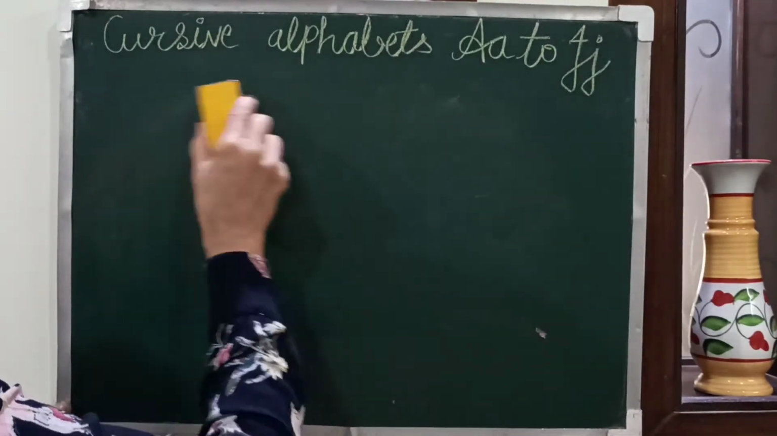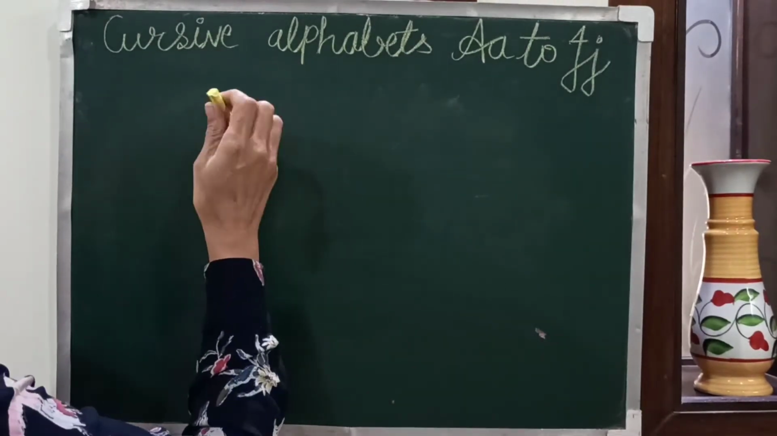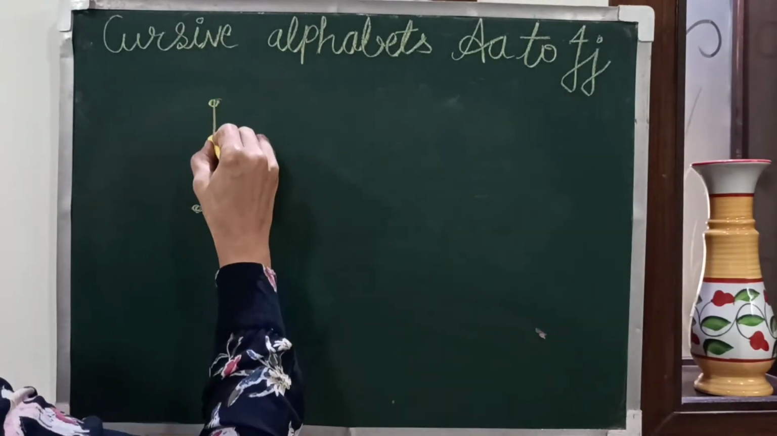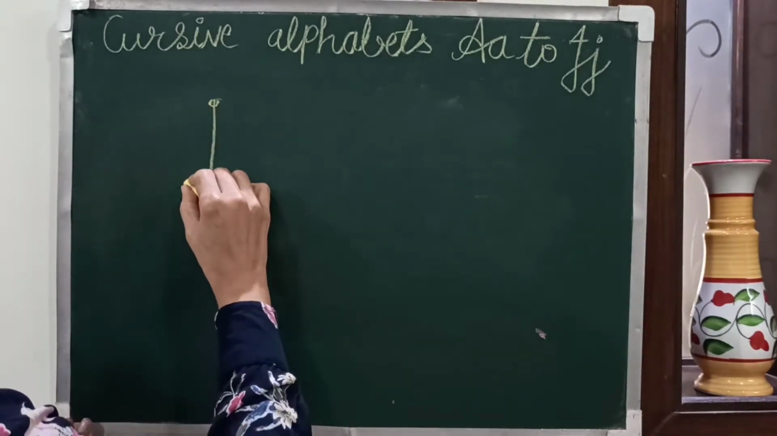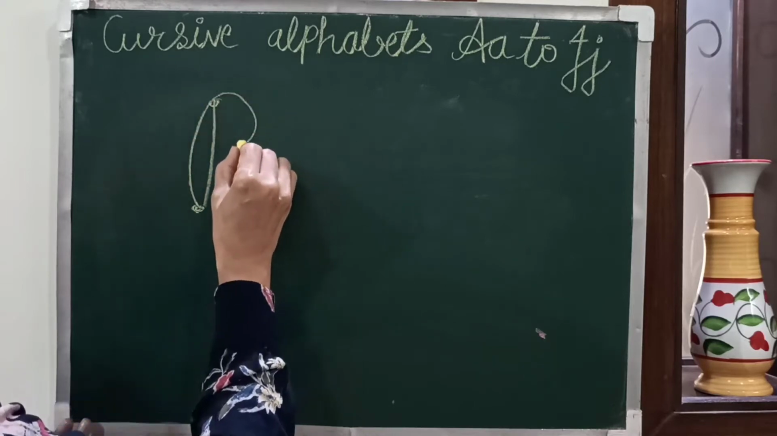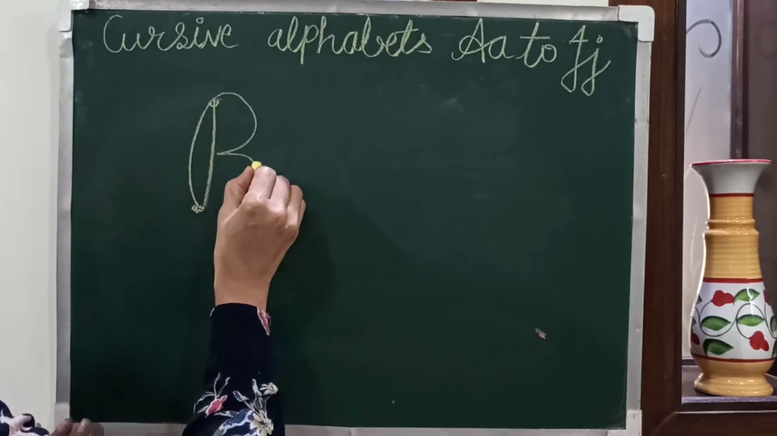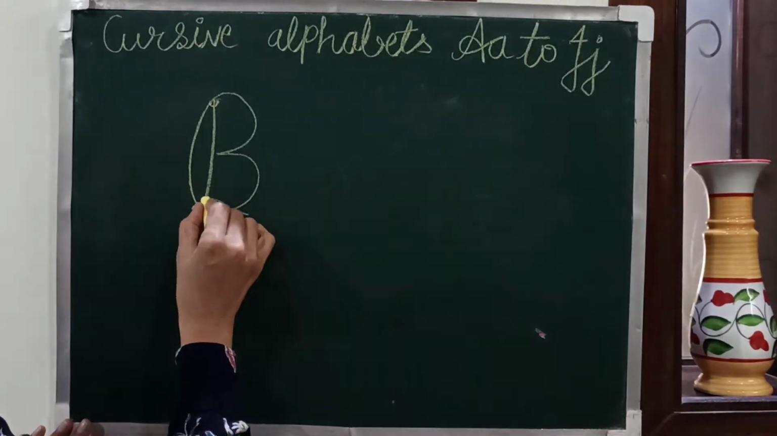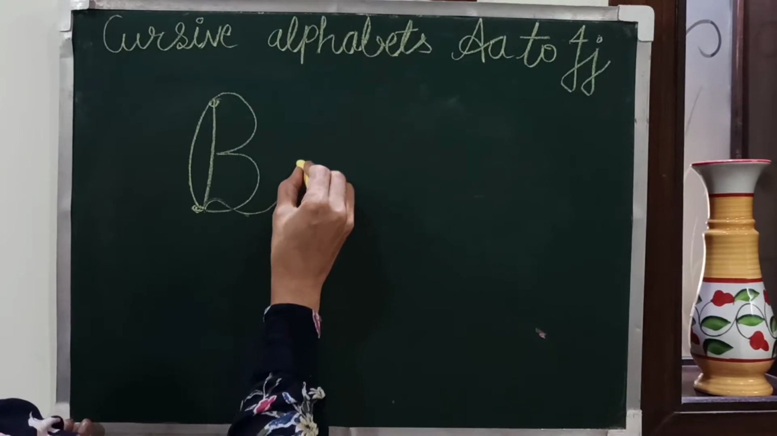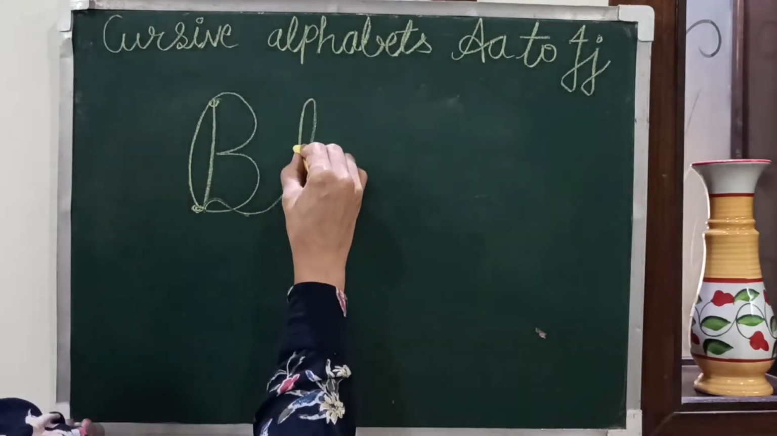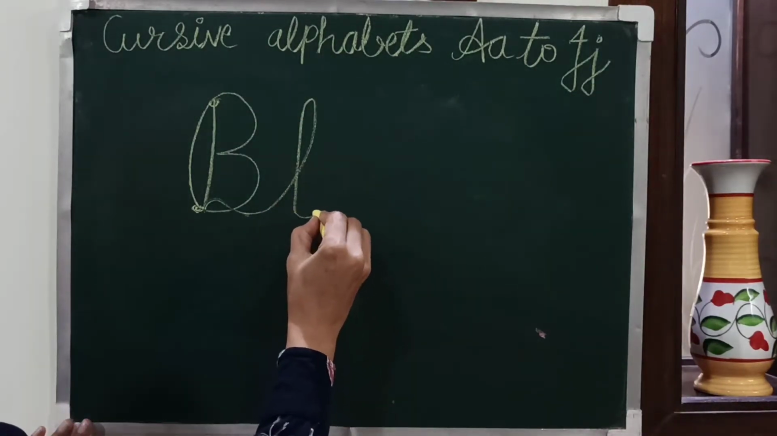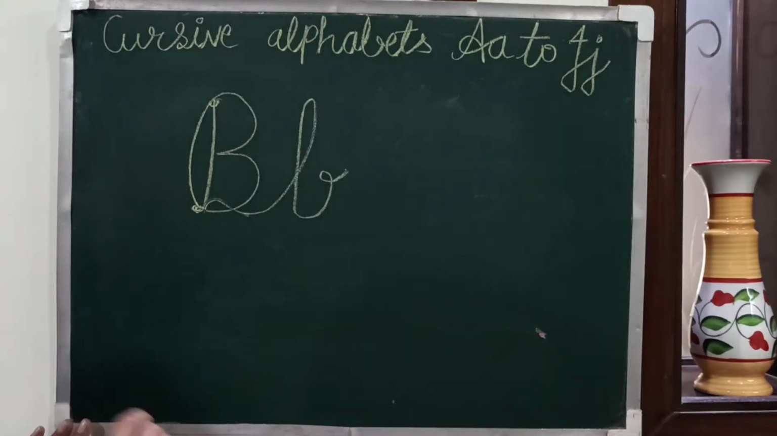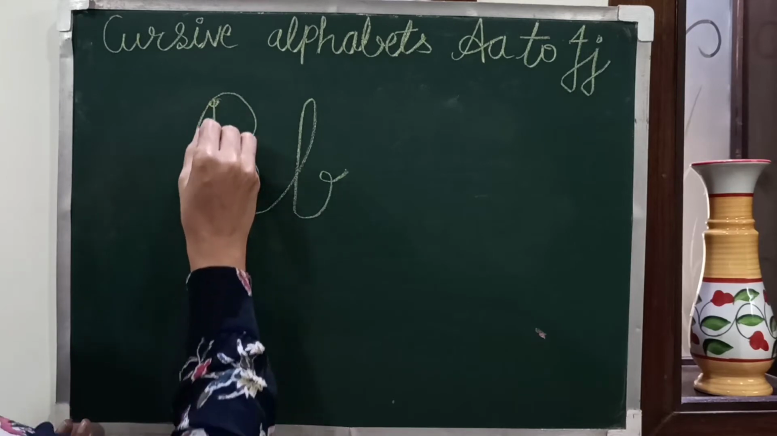Now next letter is cursive alphabet B. For alphabet B, give 2 dots. Standing line. Curve from the back. A curve and another curve. Okay, now like this, you have to bring the turn from the center. Go up, come down and do like this. This is alphabet B.